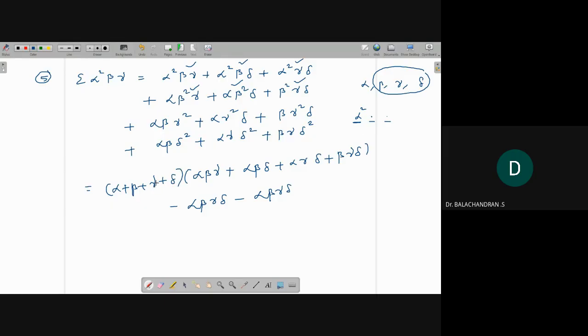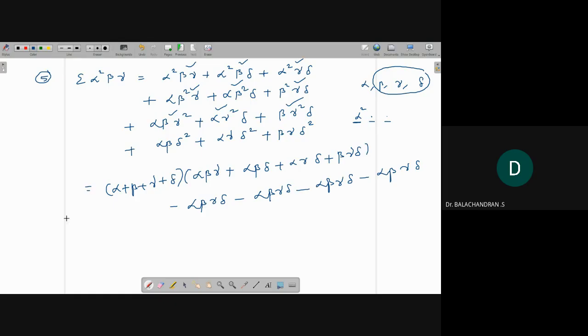Similarly, gamma, you should multiply everything. First, if I multiply these two, you'll get alpha beta gamma square. And then alpha beta gamma delta, I don't have, so minus alpha beta gamma delta. And then alpha gamma square delta, and then beta gamma square delta. Similarly, if you take delta, the first term itself, alpha beta gamma delta, I don't have. So the remaining everything you can check easily: alpha beta delta square, and then alpha gamma delta square, and then beta gamma delta square.